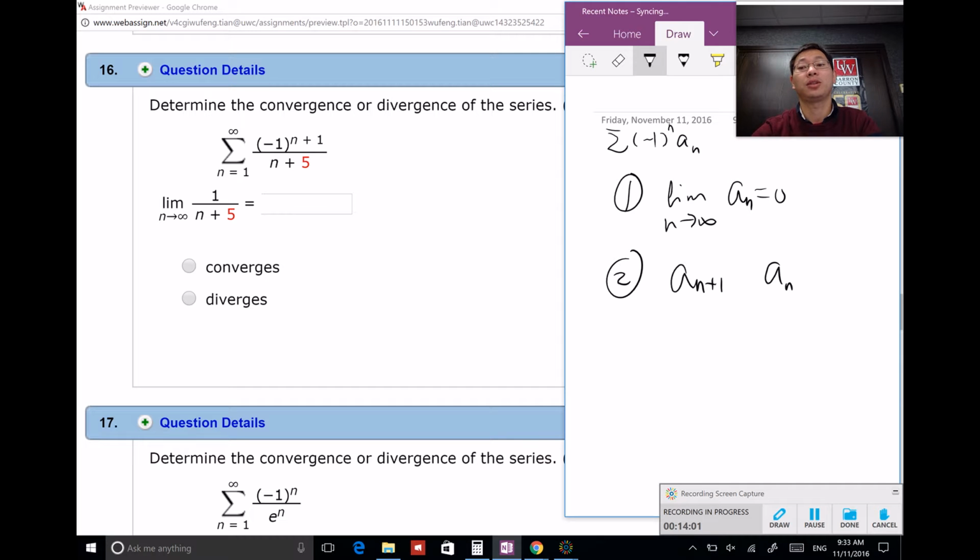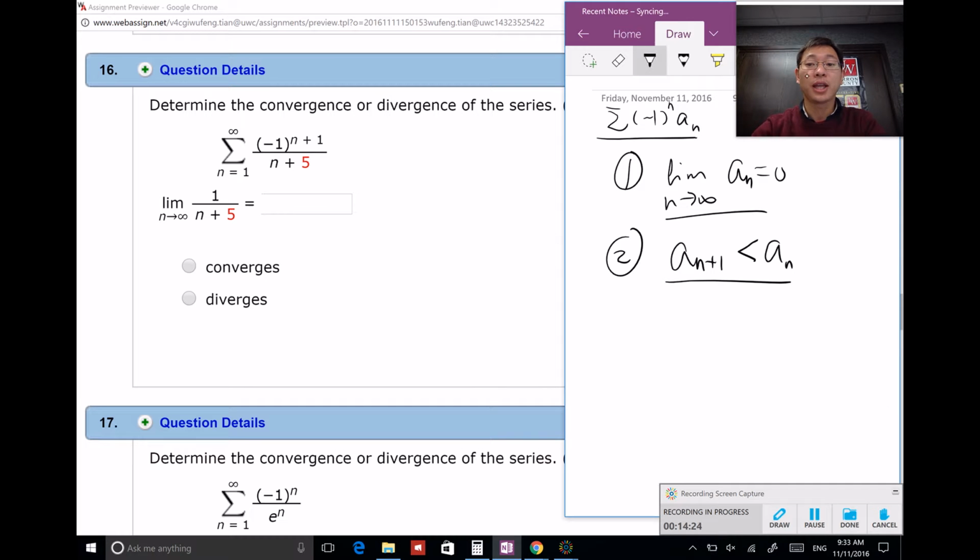Can you tell me, Luke? I give you two options, actually not equal, right? Less than or bigger than? That needs to be less than. Less than an, perfect. So as long as I can prove these two conditions, then it is an alternating series, then it converges. So now, first limit, n goes to infinity, 1 over n plus 5, this equals 0.